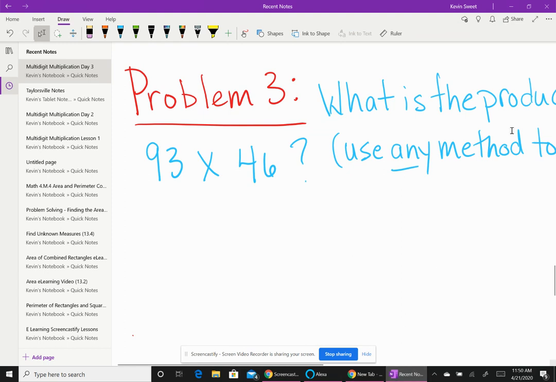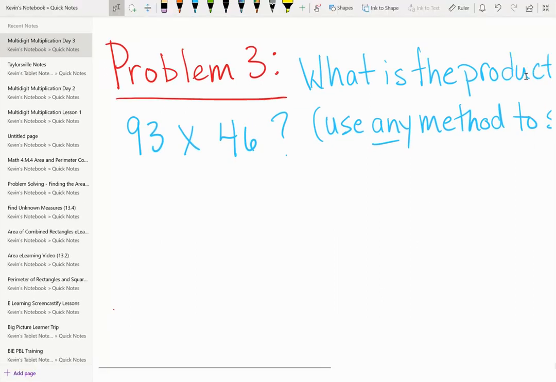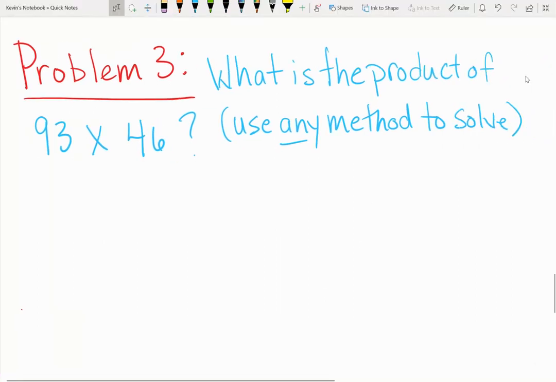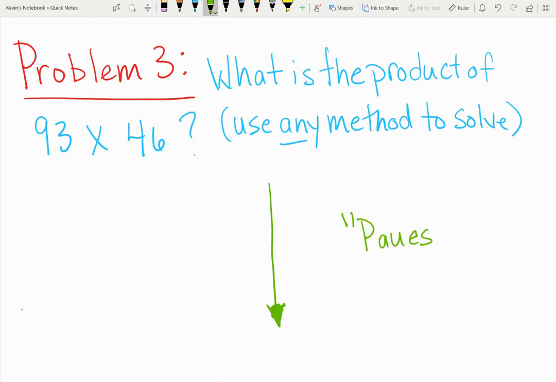And moving on to problem number 3. What is the product of 93 times 46? Use any method to solve. So any method you could use: regrouping, area model, partial products, up to you. Go ahead, pause the video now, and answer on It's Learning.